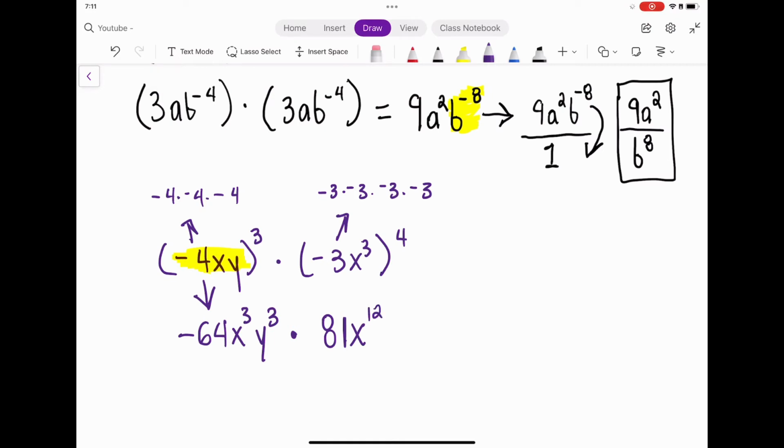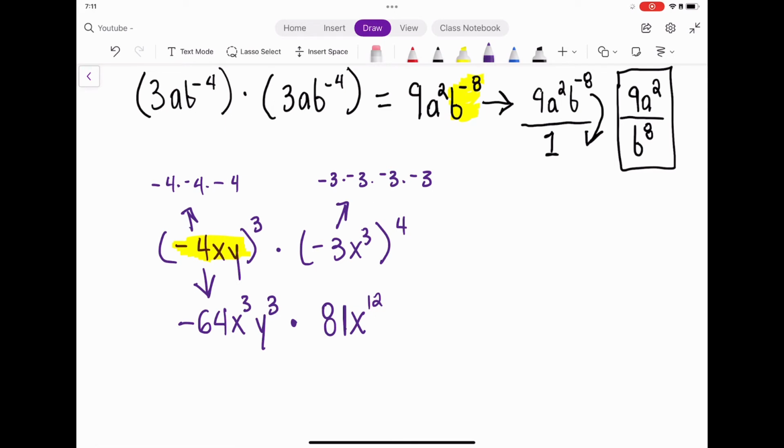Now that we've simplified both sets of exponents, we can now combine them together by multiplying. So we multiply negative 64 and 81. That gives us 5,184. Let's not forget the negative sign.